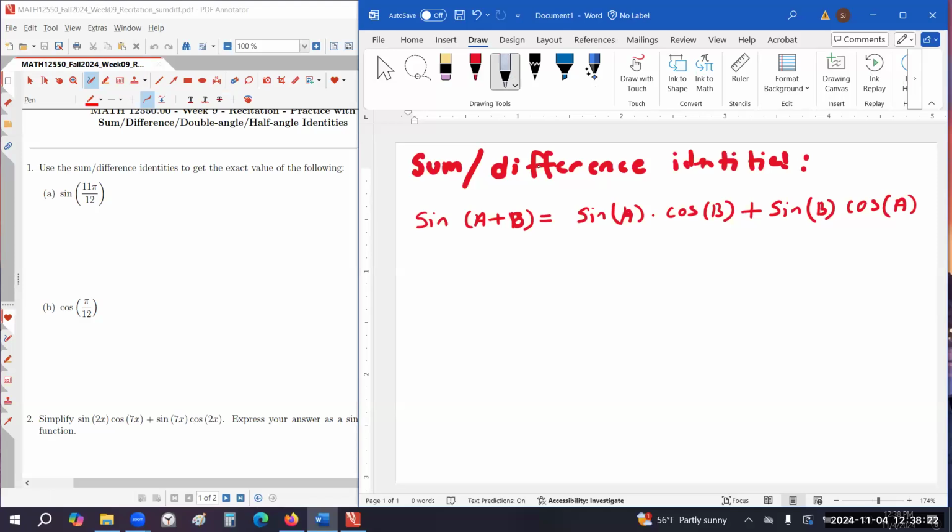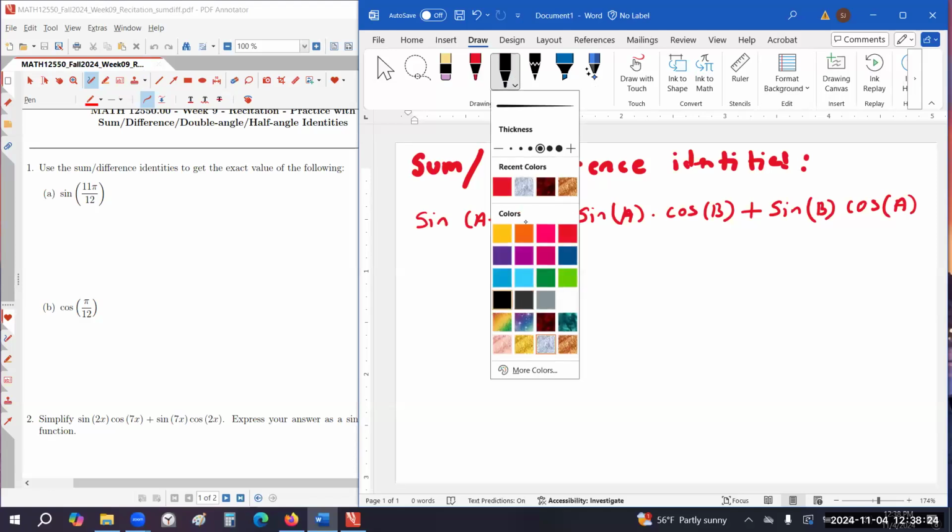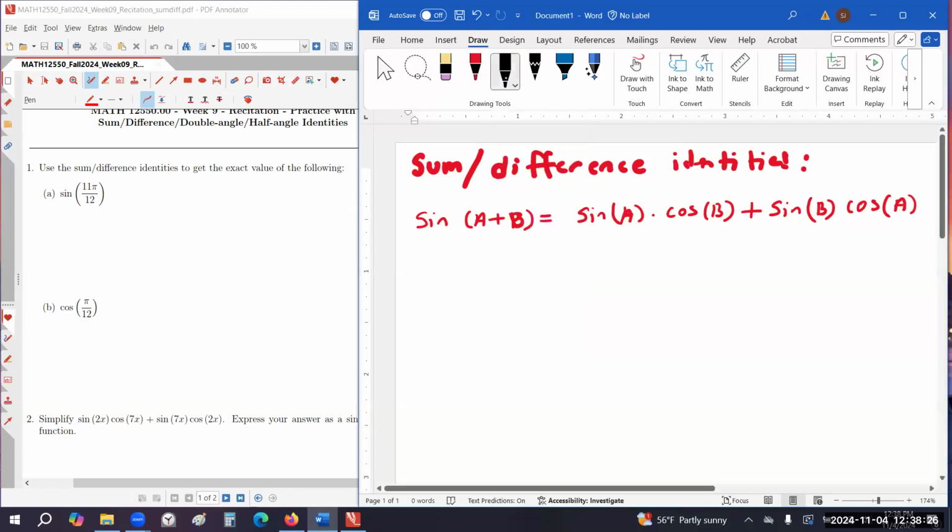If you want to subtract, like sine of angle A minus B, that is the same thing, you just have to subtract that. Okay, so sine A cosine B minus sine B cosine A. If you're adding them, it's sine A cosine B plus sine B cosine A. So these are the two sum and difference identities for sine.